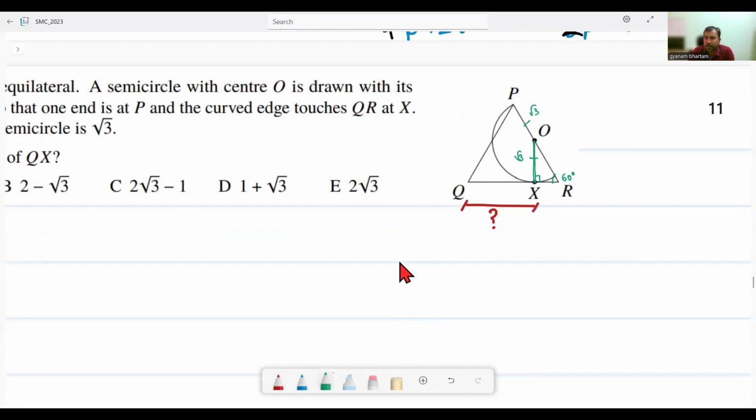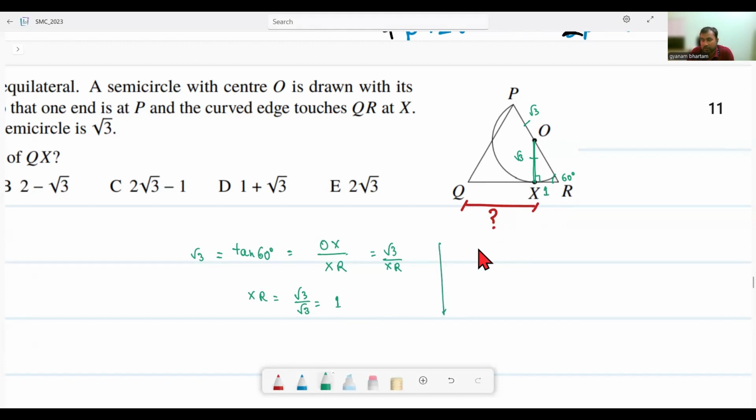If you apply simple trigonometry, tan 60 degrees is going to be OX by XR. From this we can find that OX is root 3 by XR, and tan 60 degrees is also root 3. So XR should be root 3 over root 3, which gives you 1. This will give XR equal to 1.